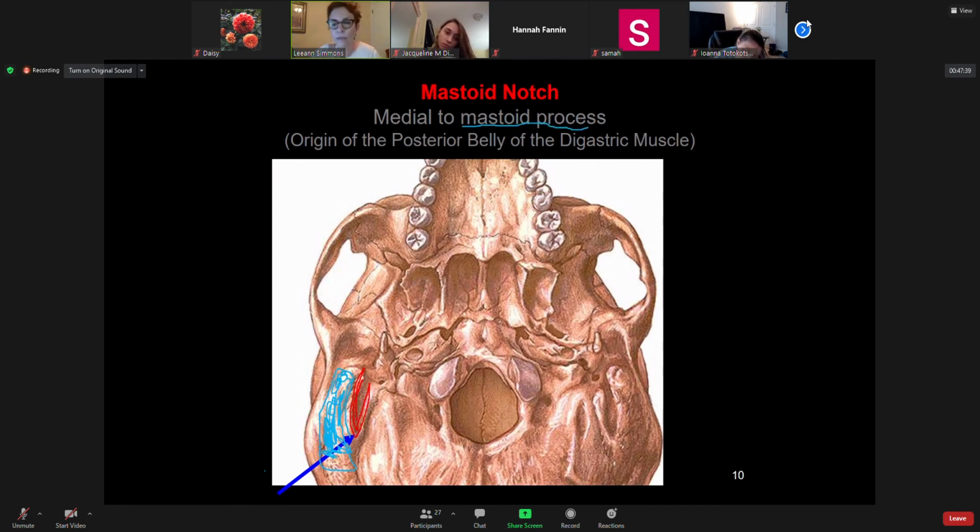But this notch in red is a muscle origin. And so that's why you need to know about it and know where it is and label it on your skull. It is an origin of the posterior belly of the digastric muscle. You don't have to know that now, but when you study for your final and you go back to that, it's going to help you. So this is not something you need to memorize for your test, but I just added it so you know why you need to know about that. So that's the mastoid notch.